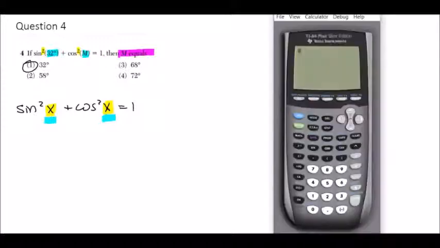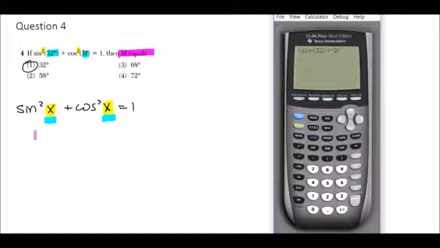So these are all values of m. So let's just substitute them all in here. Make sure here that you're in degrees. In an earlier question, we changed our mode to radians, but obviously here we're putting in degrees. So here, sine of 32 squared.